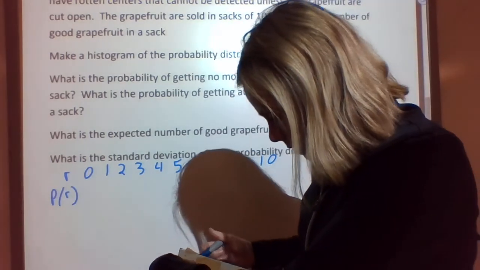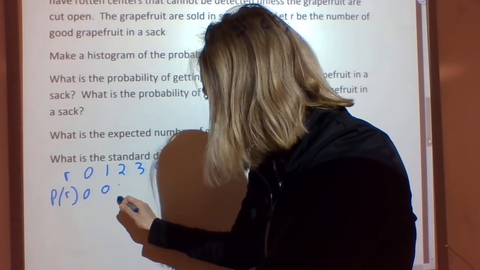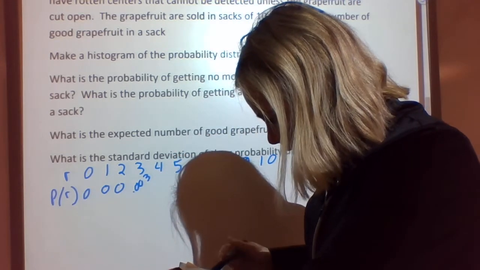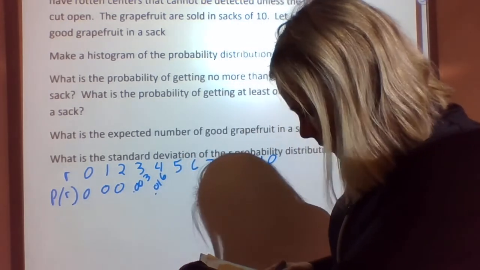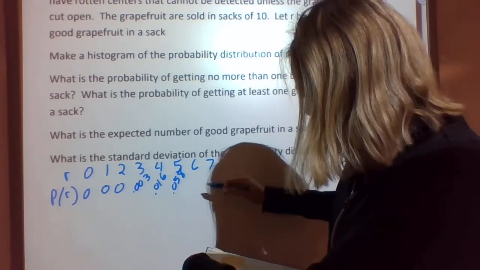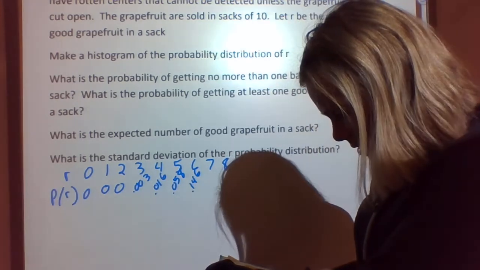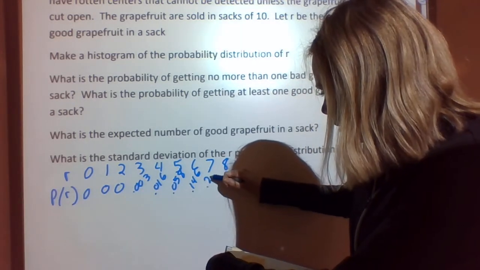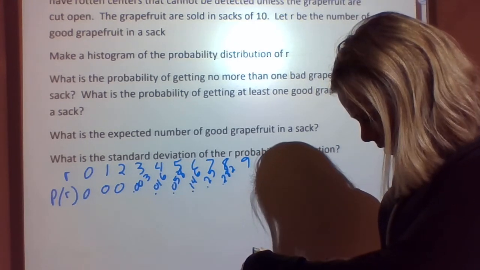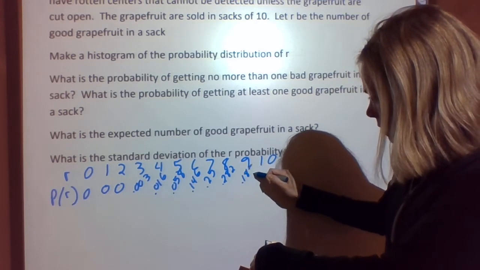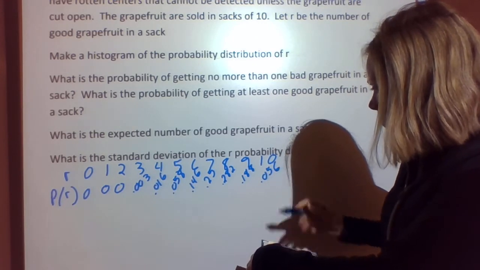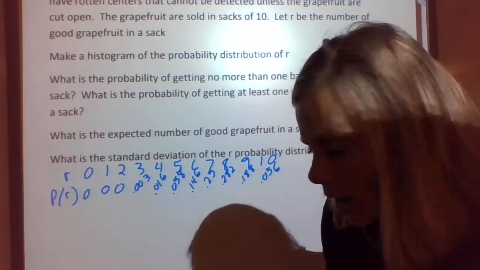So that would be 0, 0, 0. And then 0.003, 0.016, 0.058, 0.146, 0.25, 0.282, 0.188, and 0.056. And then I can use that information to graph.